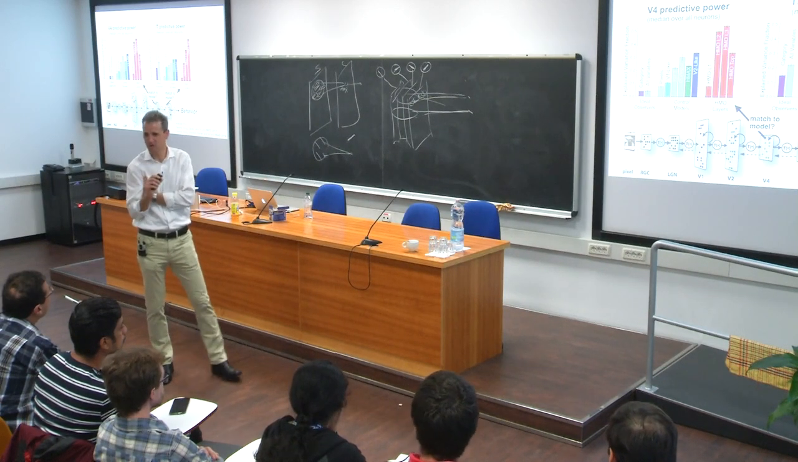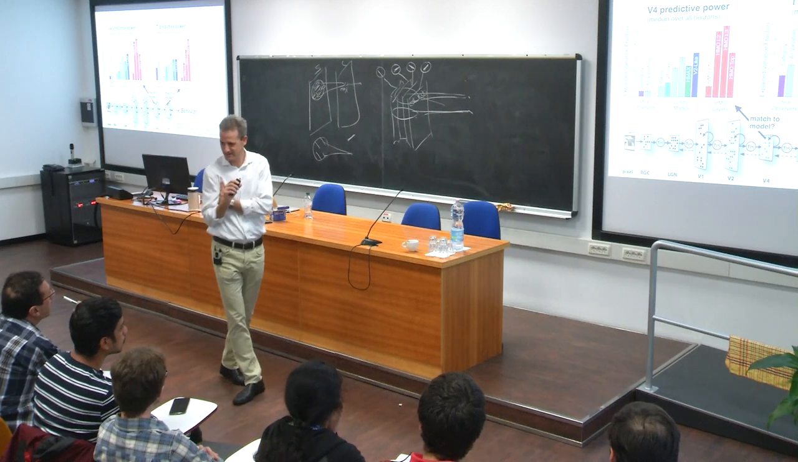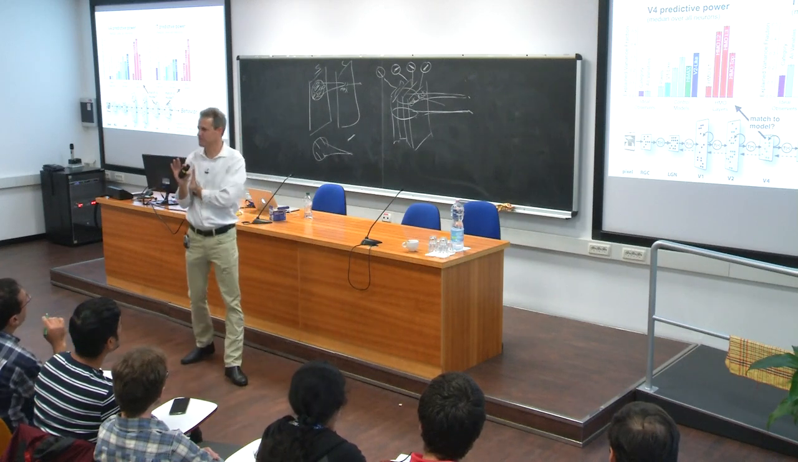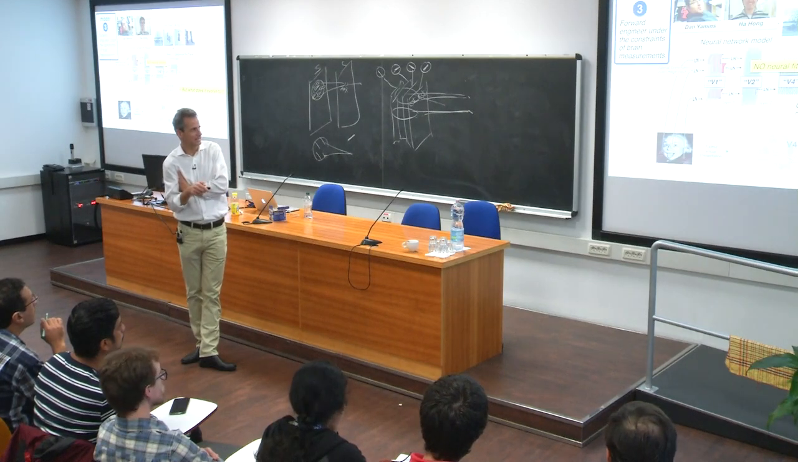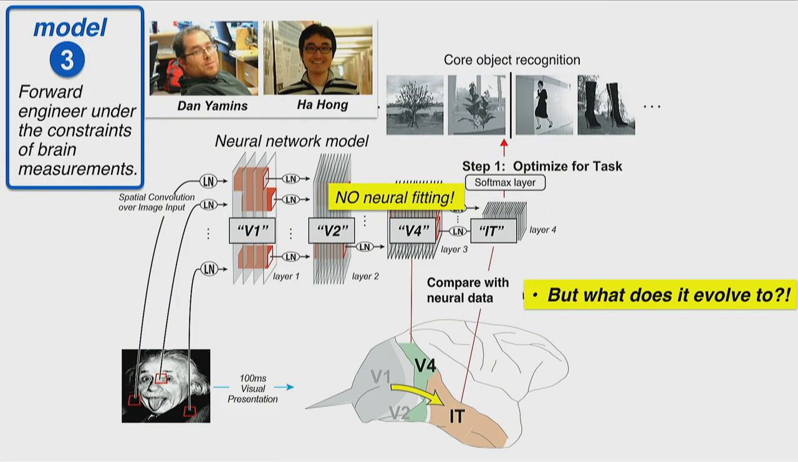So the model has no recurrence, no feedback. The model is feed forward. I should have said that more clearly. If we back up, the model is feed forward only. See these arrows? Feed forward, feed forward, feed forward. This is a feed forward only model.